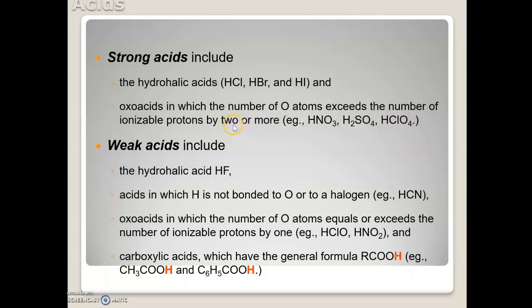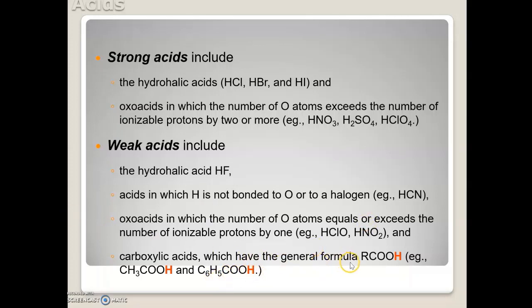As for the weak acids, they include HF, the only hydrohalic acid that is weak. Then there are acids in which H is not bonded to oxygen or to a halogen, for example HCN. Weak acids can also be oxo acids in which the number of oxygens equals or exceeds the number of ionizable protons by 1, for example HClO and HNO2. And all carboxylic acids with the general formula RCOOH, for example CH3COOH and C6H5COOH, are weak acids.